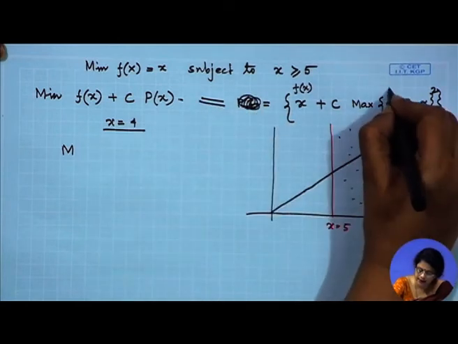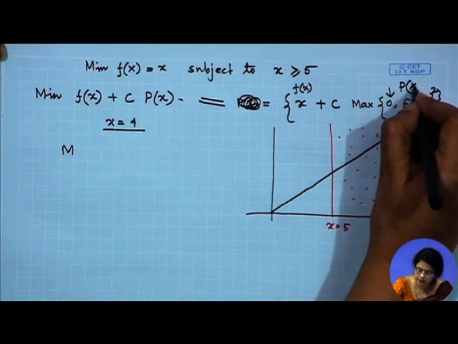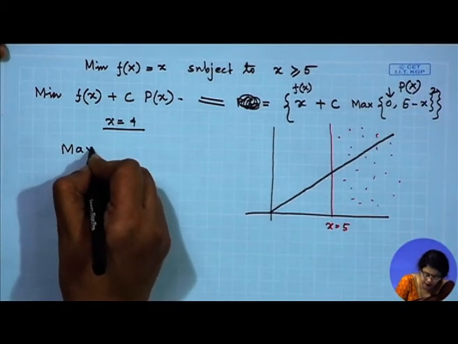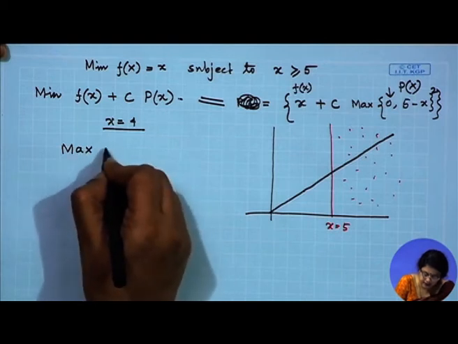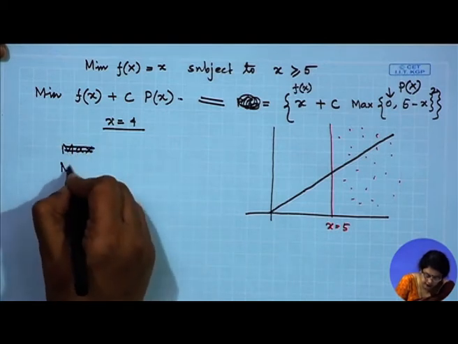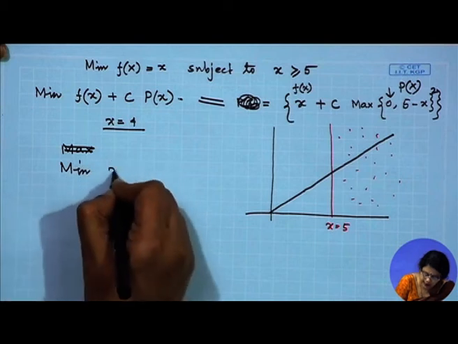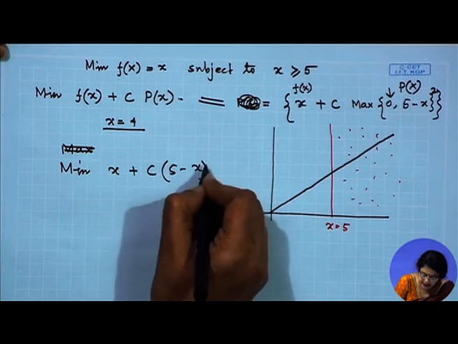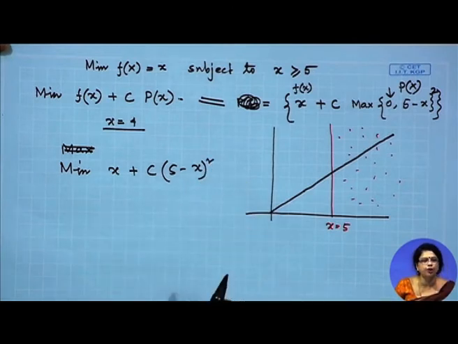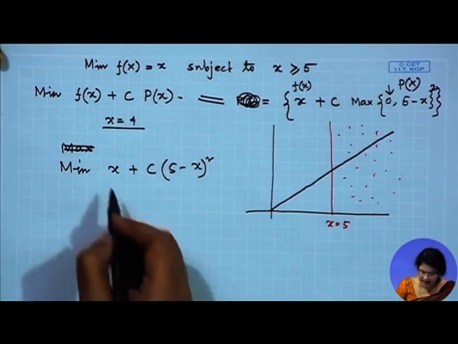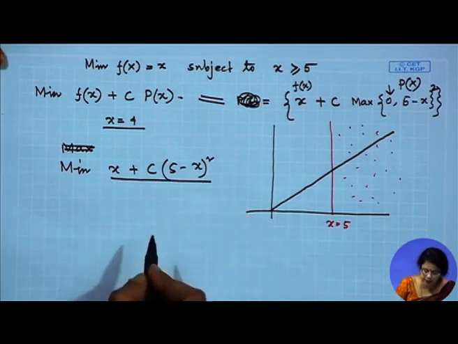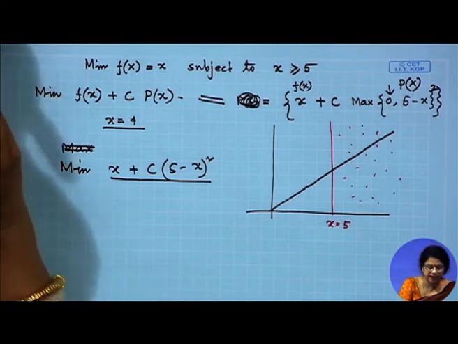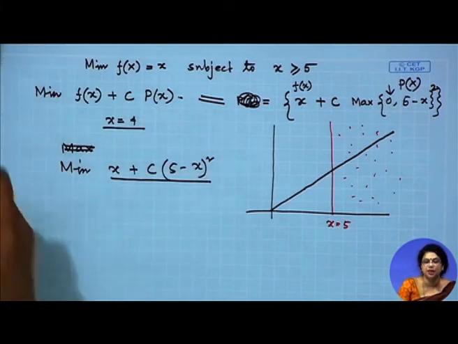All right. This is only p x. Clear? Now, if this is so, then the function is a minimization problem. This is minimum of x plus c (5 minus x) square. Now, for different values of c, this is an unconstrained problem.